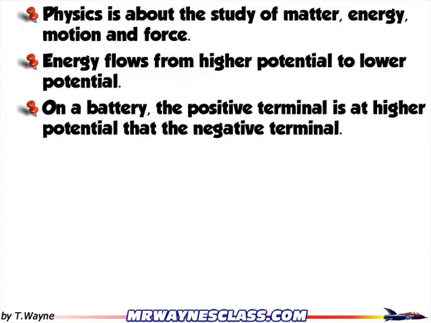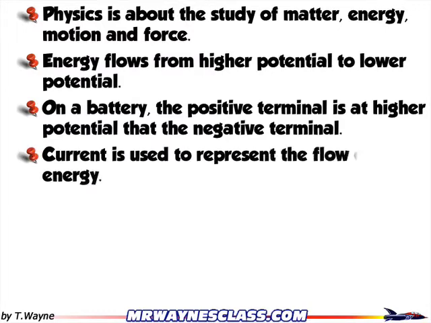That's because current is made of charge carriers that deliver energy to the device. These charge carriers delivering the energy travel from high potential to low potential. So current is used to represent that flow of energy, in other words, the flow of the charge carriers to deliver the energy.